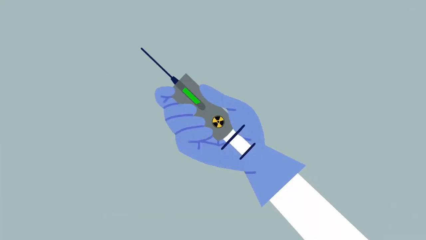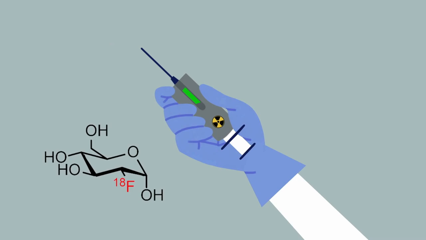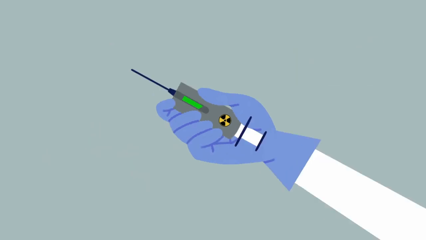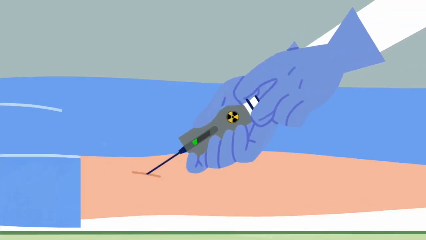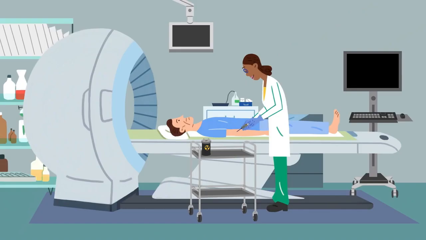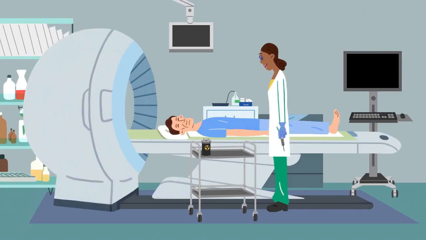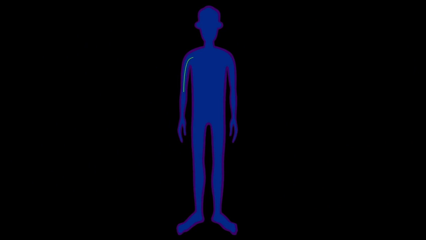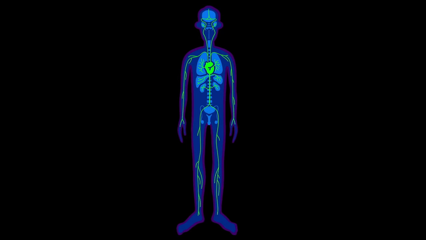This syringe contains a radioactive form of glucose known as FDG. The doctor will soon inject its contents into her patient's arm, whom she's testing for cancer using a PET scanner. The FDG will quickly circulate through his body. If he has a tumor, cancer cells within it will take up a significant portion of the FDG, which will act as a beacon for the scanner.